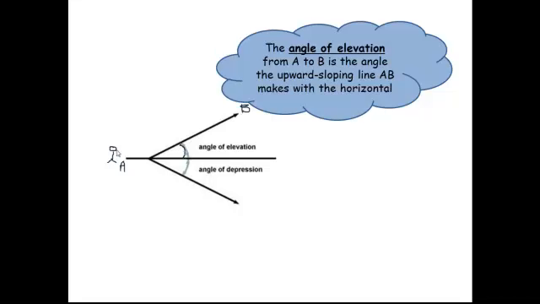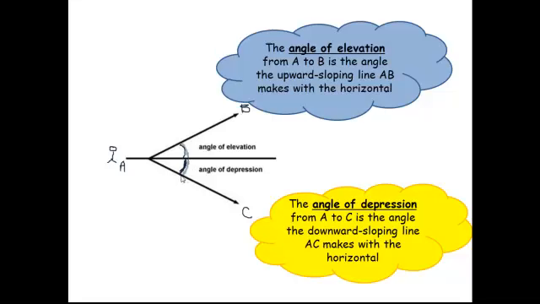Okay, and in the same way, if you were looking down, so say you were looking down at something at point C there, then that's the angle of depression. So this bit here is the angle of depression. So it's the angle the downward sloping line AC makes with the horizontal. So let's look at a couple of word problems to see where that's going to come in.